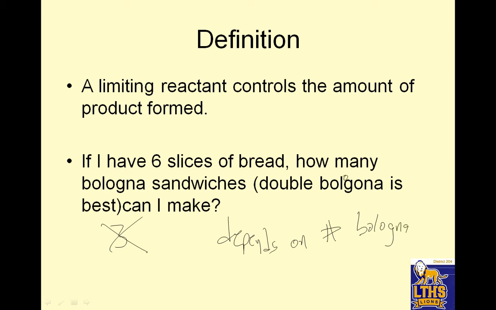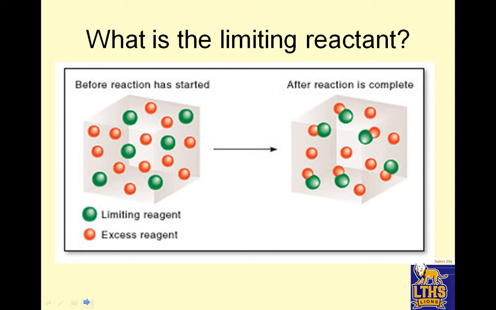Okay, so if I have 6 slices of bread and 100 slices of bologna, then I can make 3 sandwiches. If I have 6 slices of bread and 1 slice of bologna, then I could make a half of one, I suppose, if we're going with that. So what is a limiting reactant?